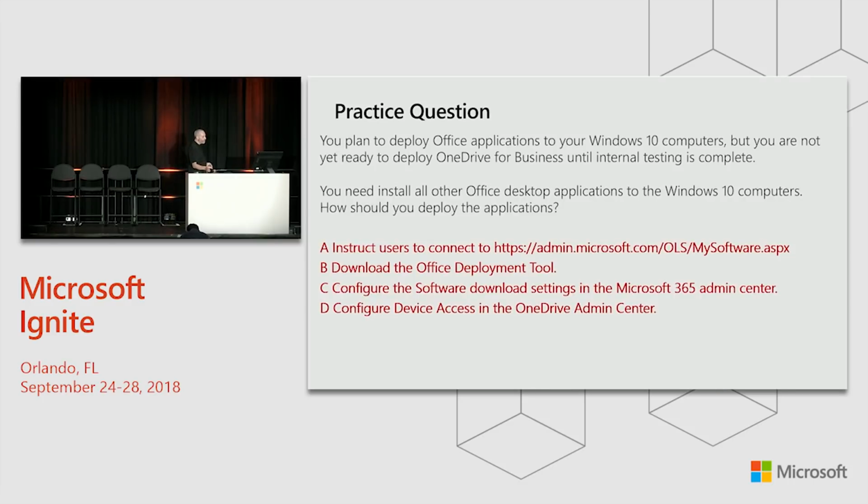And so here's a question on that. You plan to deploy Office applications to your Windows 10 computers, but you're not ready to deploy OneDrive for Business until internal testing is complete. You need to install all other Office desktop applications to the Windows 10 computers. How should you deploy the applications?